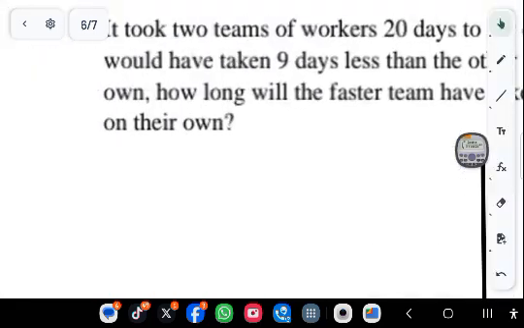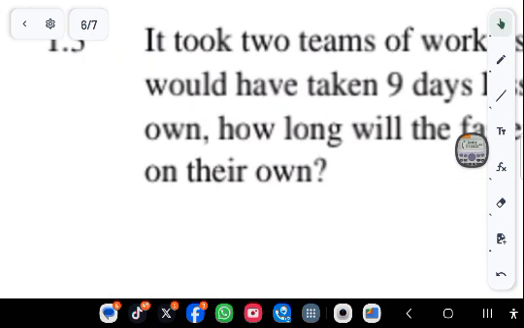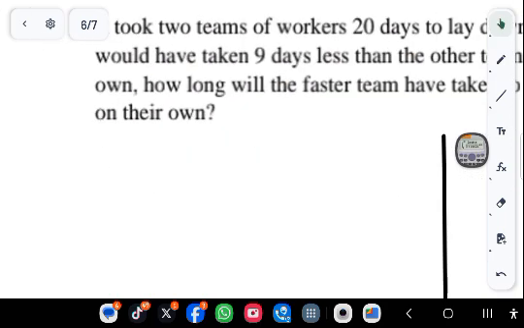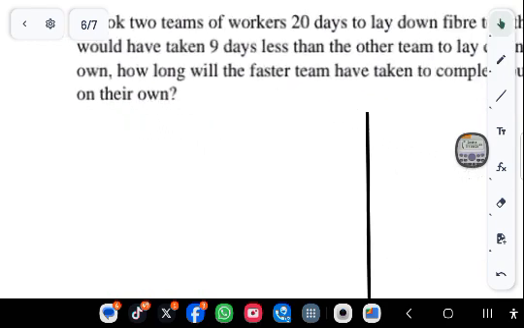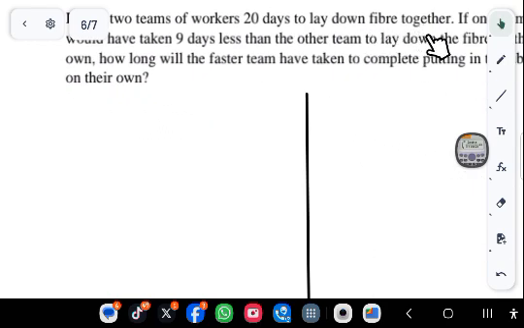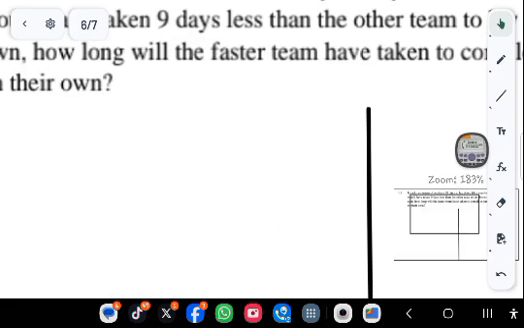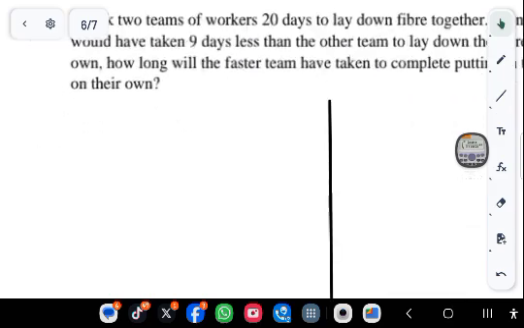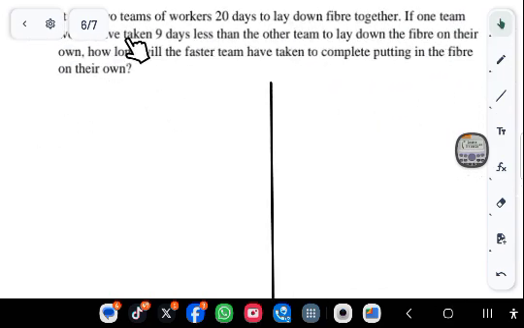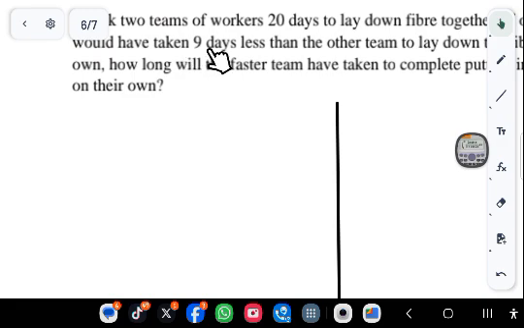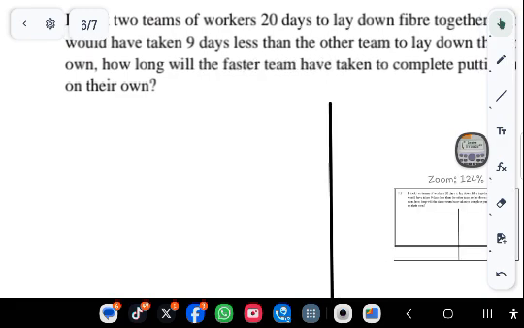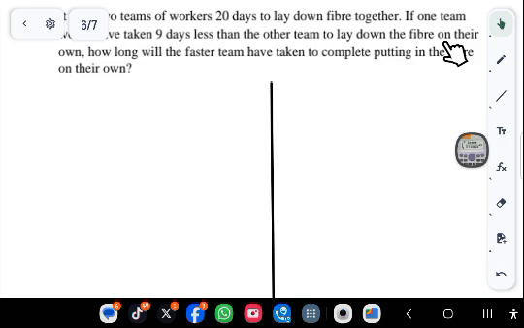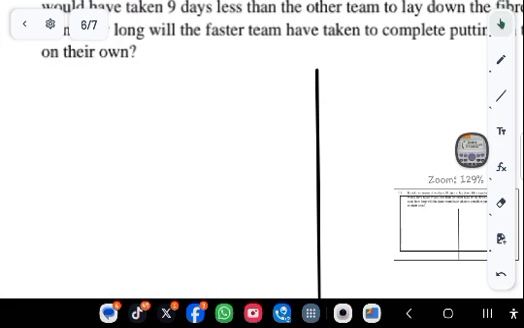Next question. Now you have a word problem. This is 1.3. It took 2 teams of workers 20 days to lay down fiber together. If one team would take 9 days less than the other team to lay down the fiber on their own, how long will the faster team have taken to complete putting in the fiber on their own? Okay.